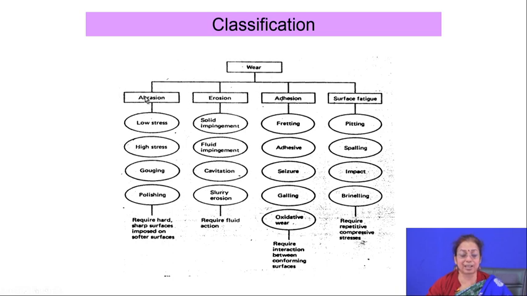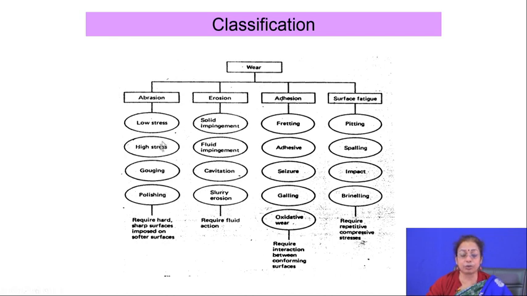Now, if you quickly go to the subcategories, there are several subcategories under each category. Under abrasion there is low stress abrasion, high stress abrasion, gouging wear and polishing wear. Under erosion there is solid impingement, fluid impingement, cavitation wear and slurry erosion. In the case of cavitation erosion and slurry erosion, you always use the term erosion. In the case of adhesive wear, there is fretting wear, simple adhesive wear, scuffing, galling and oxidative wear, and in the case of surface fatigue, there is pitting wear, spalling wear, impact wear and brinelling wear.